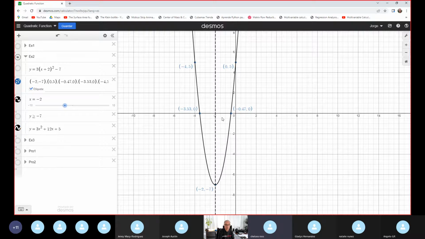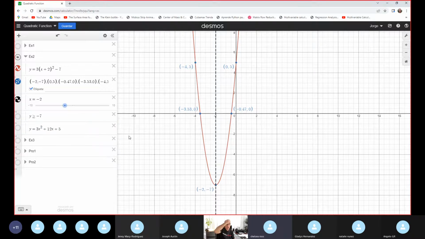In total we have 1, 2, 3, 4, 5, enough points to draw the parabola. However, I want to illustrate that this parabola is equivalent to this parabola. Intentionally I put them in different colors. This is the vertex form, and this is the standard form. So we can always do the conversion between standard to vertex or vertex to standard. Either way, it's easy using the formula. Fantastic. No problem. Do you see that?